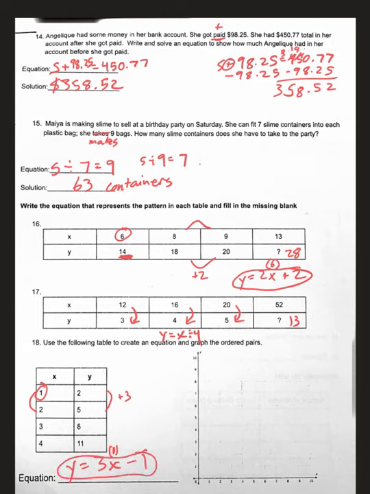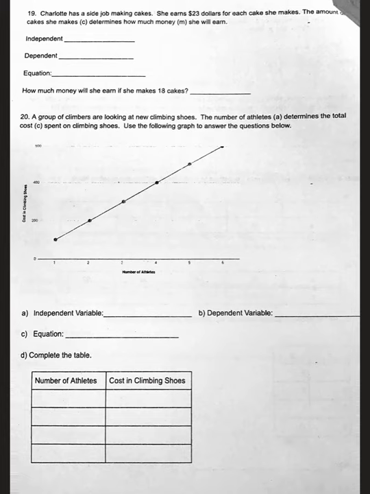Then it asks us to graph it. So I go over 1, up 2. Over 2, up 5. Remember, our lines need to be a straight line. Over 3, up 8. And lastly, over 4, it won't even let me do it. And it's a straight line. Okay, now on to the last page.